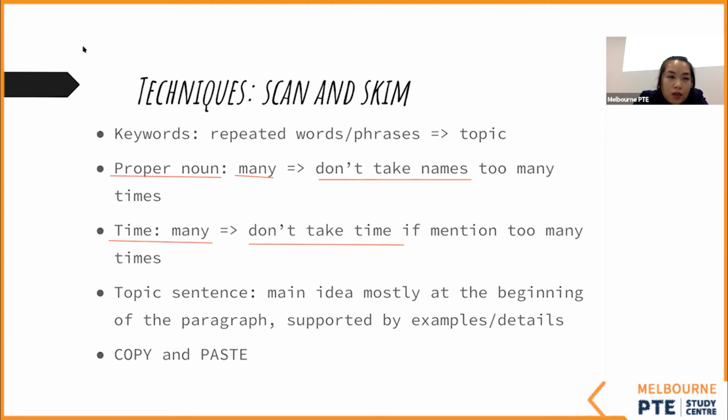The last thing you need to know is the topic sentence. When you are reading, how do you know the topic of the paragraph? They always mention it at the beginning of the paragraph. It's like when you write an essay, the first paragraph is the introduction. That's how you know the topic of your essay. So exactly this, they always give you the topic at the beginning of the paragraph.